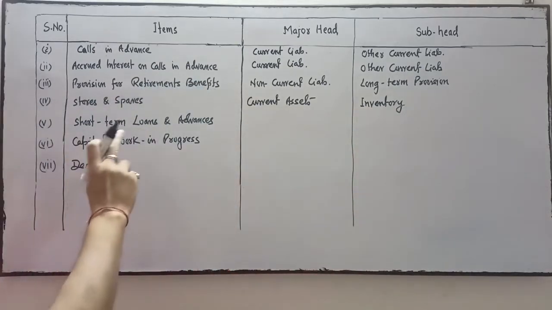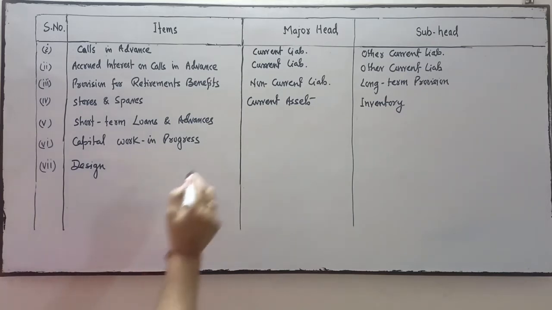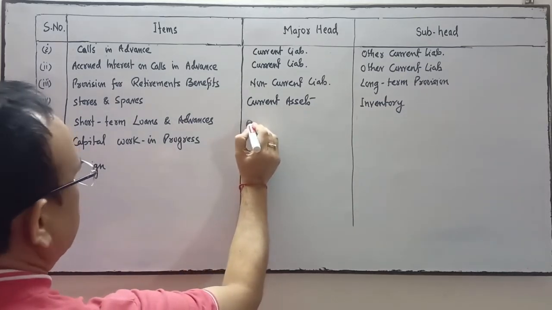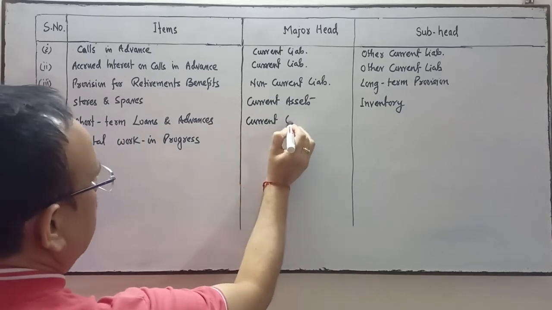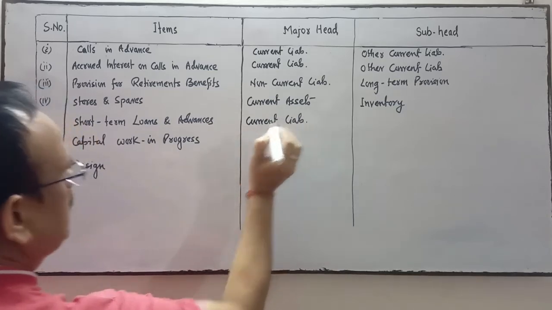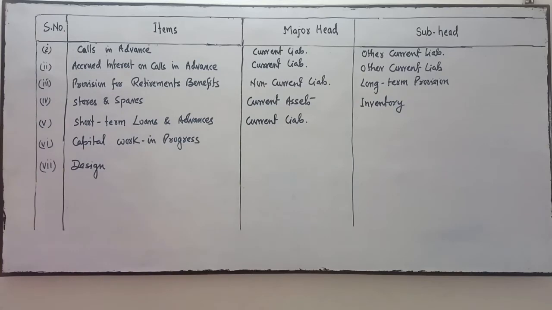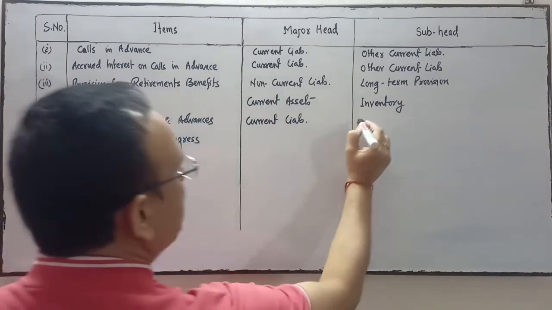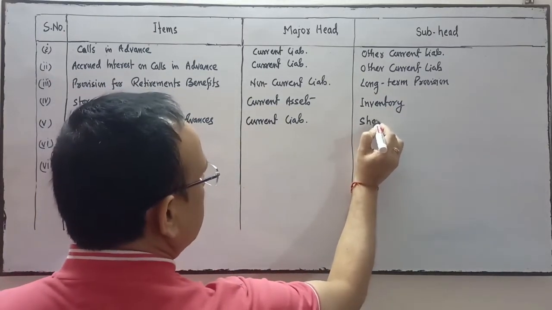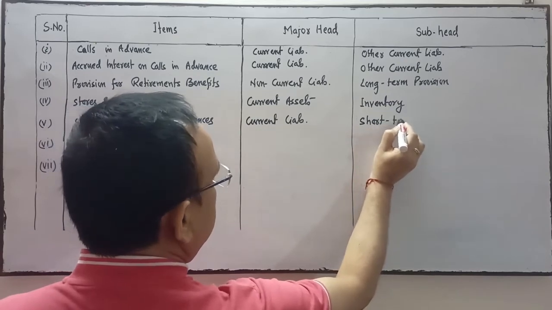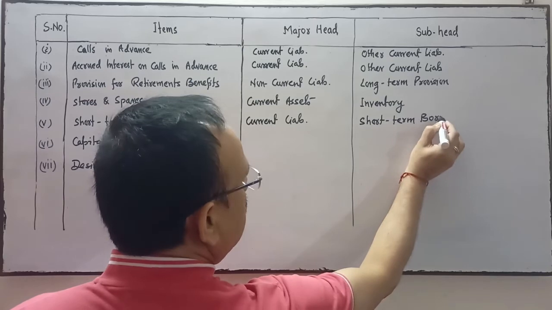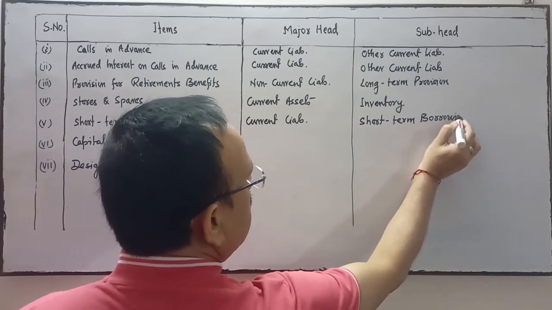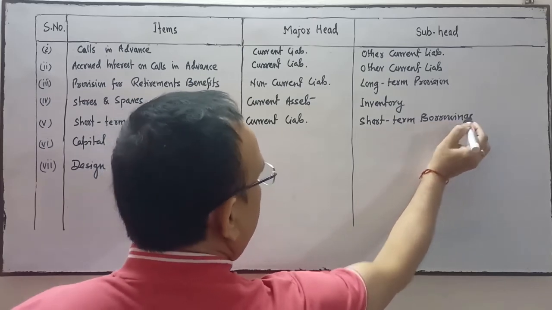Next is short-term loans and advances taken. This comes under current liabilities, as it is short-term. Heading is current liabilities, and subheading is short-term borrowings.